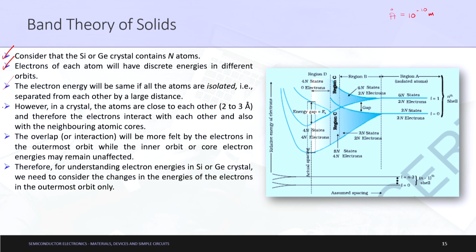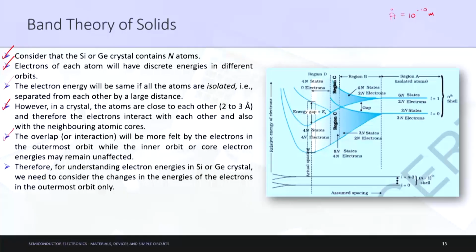So, basically due to this interaction there is a change, a variation or fluctuation, in the energy of these electrons. The overlap or interaction will be more felt by the electrons in the outermost orbit, while the inner orbit or core electron energies may remain unaffected. Quite evident, because those are very much constricted, or the attraction of the protons towards the electrons is much higher, so the effect of the nearby electrons is not much on these inside electrons. Majority of the influence of the fluctuation happens for the outermost electrons only.